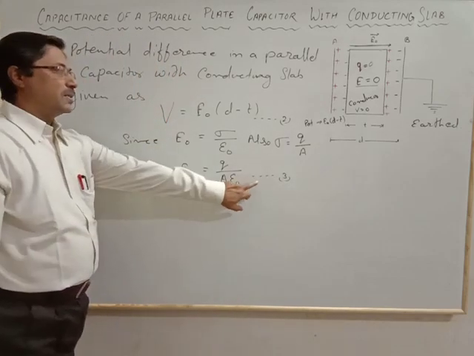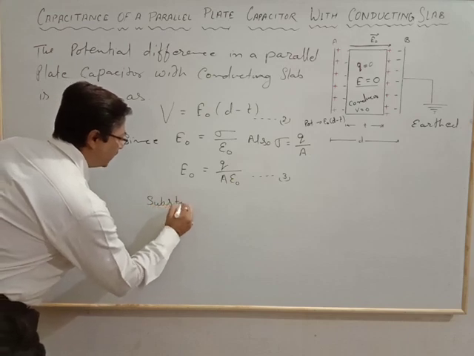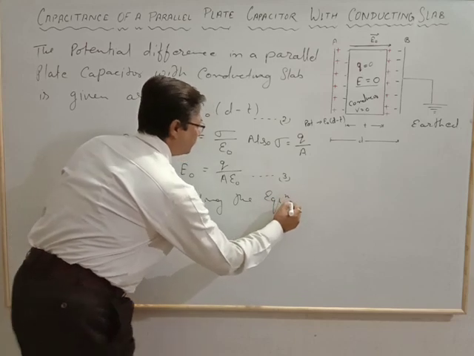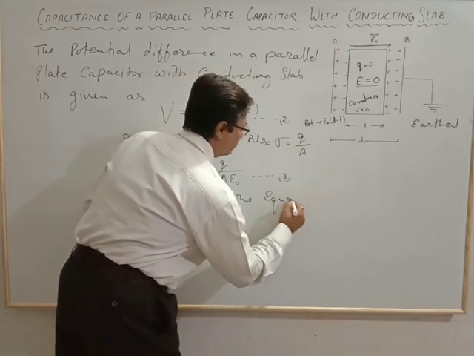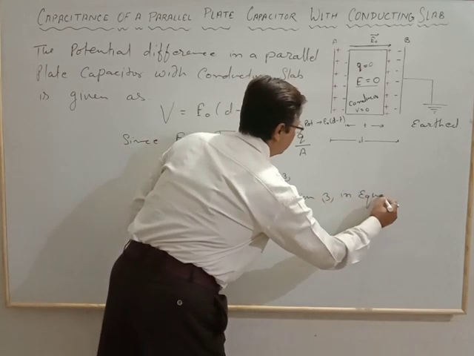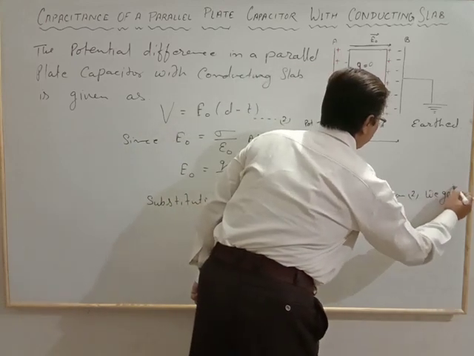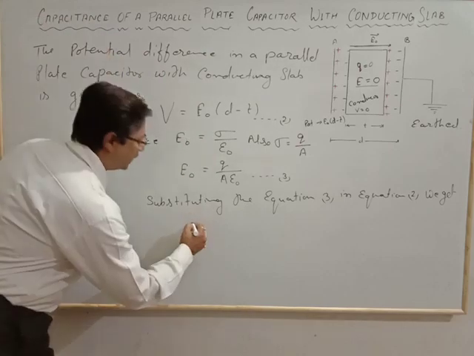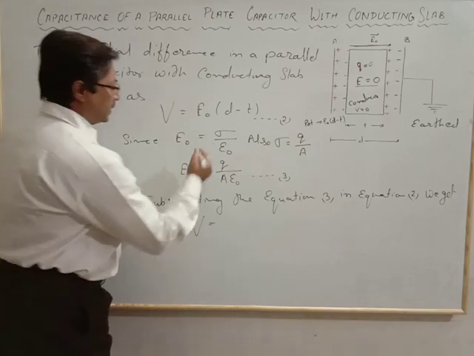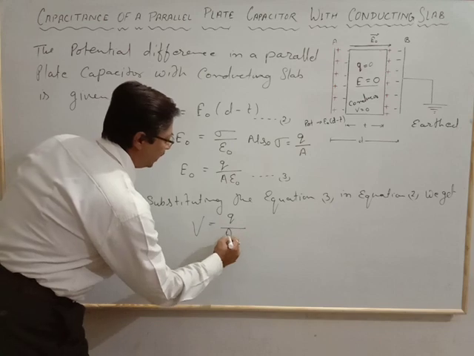Now substituting equation 3 in equation 2, we get the net potential of the plates of the capacitor, that is Q by A epsilon naught.